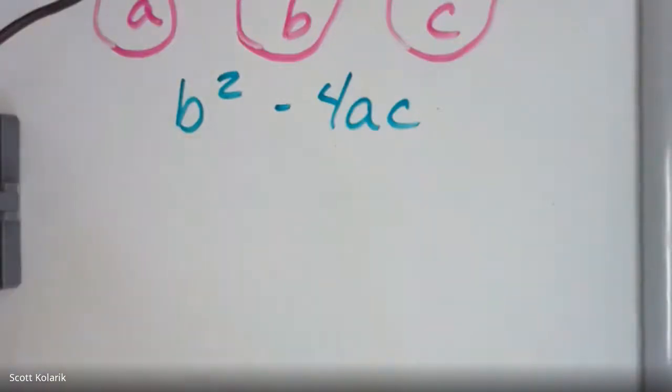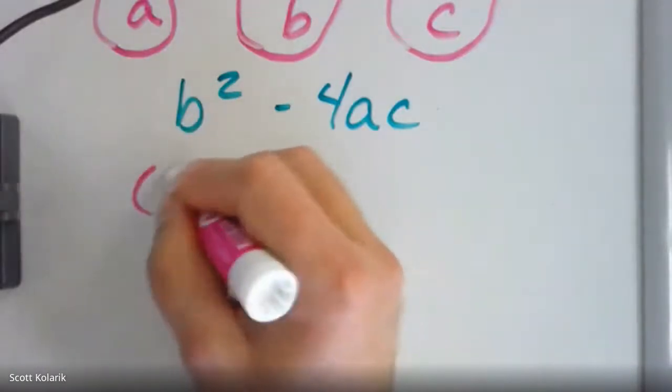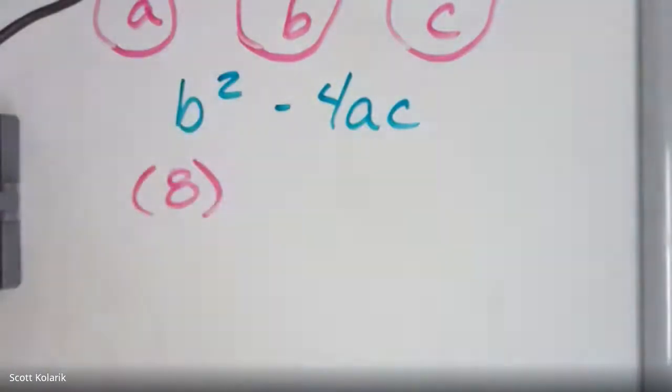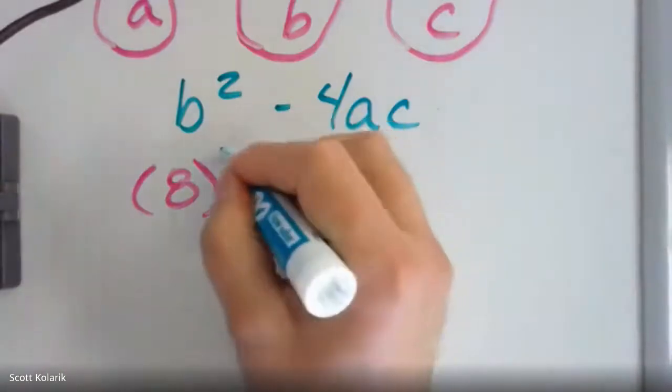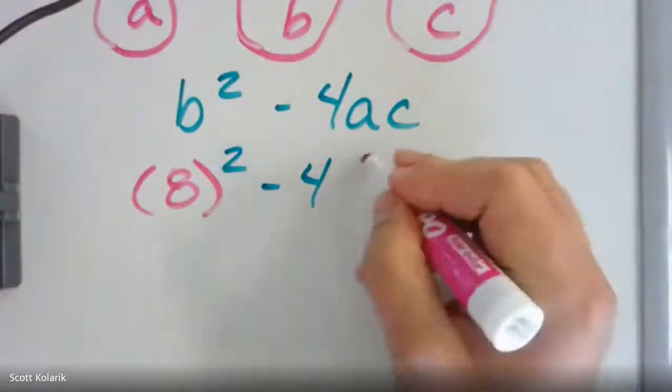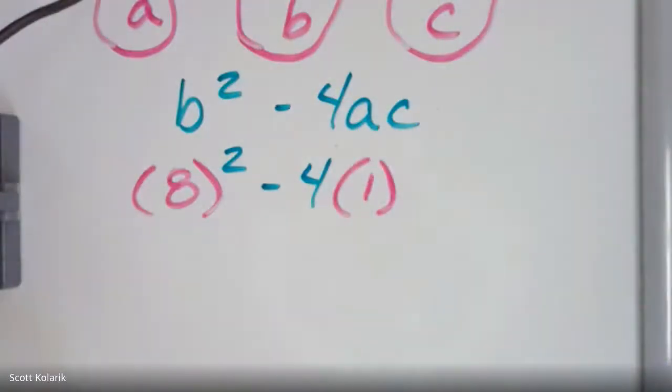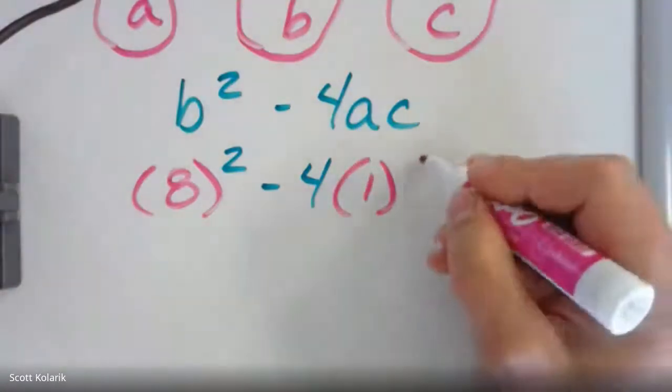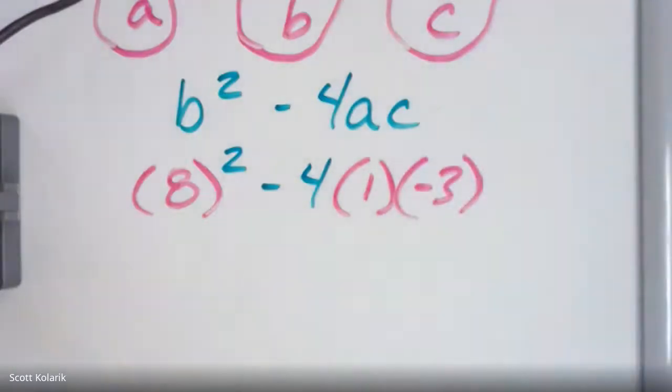So when I plug in b for b squared, b in this case is that positive 8. And it's going to be squared. Then I'm going to subtract 4 times a times c. Well, a was a positive 1 in this case. It wasn't explicitly written, but that's what's there. And then c is this negative 3. Great. Well, there's a substitution. Now I just have to do the math part, the calculation.